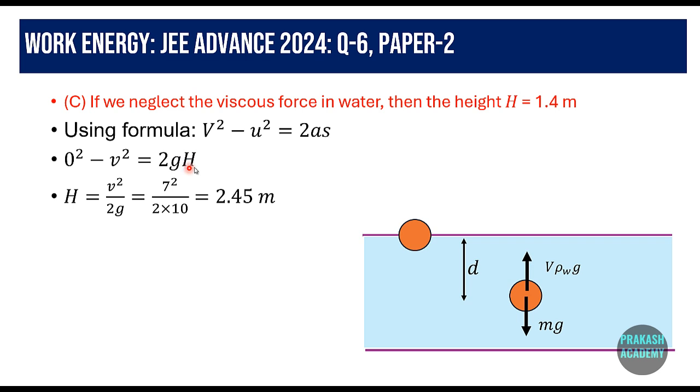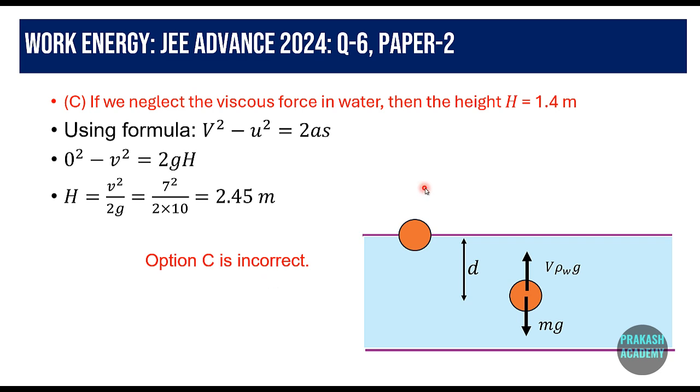Basically you have to consider a negative sign here, because g is acting in the downward direction while the ball is going in the upward direction. So it is decelerating and that is why there will be a negative sign, and the two negative signs will cancel. So the height will be simply v squared by 2g. V is given and g we know, so this is 2.45 meters. But in this case the question says h is equal to 1.4 meters. So this option is incorrect. So option C is incorrect.